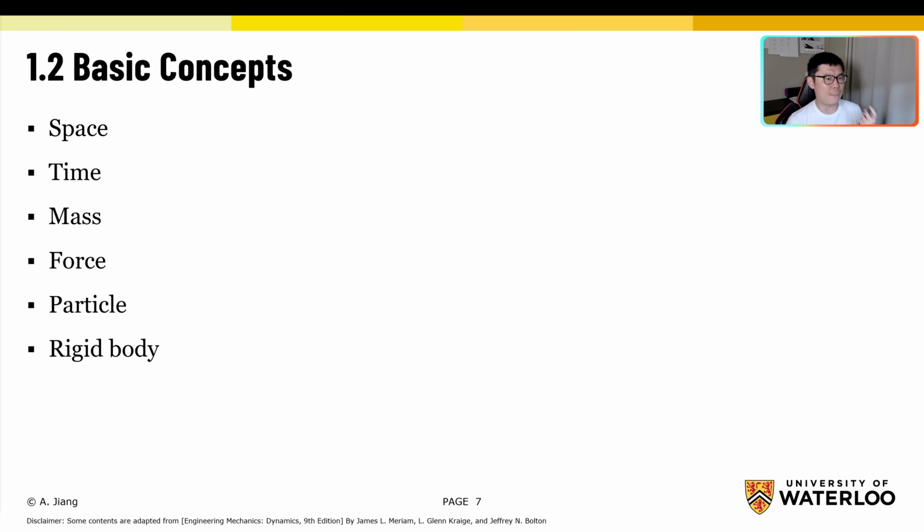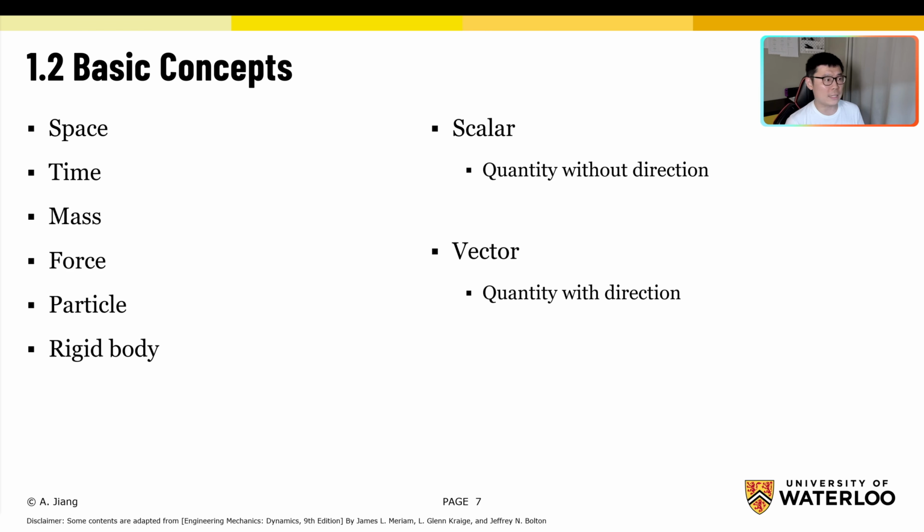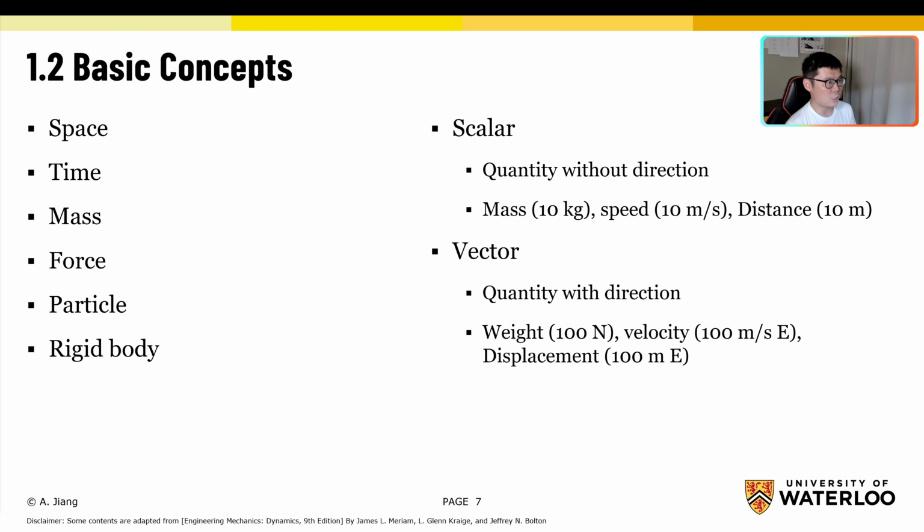Beyond that, taking a step back, there are two types of variables we will be dealing with, scalar and vector. Scalar is a quantity without direction, and vector is a quantity with direction. Mass, speed, and distance are scalar. They do not have a direction. And for vector, there are weight, velocity, and displacement. I hope you notice I purposely put mass and weight here, speed and velocity here, and distance and displacement here. They are the scalar and vector counterparts of each other. So make sure you understand which is scalar and which is vector.